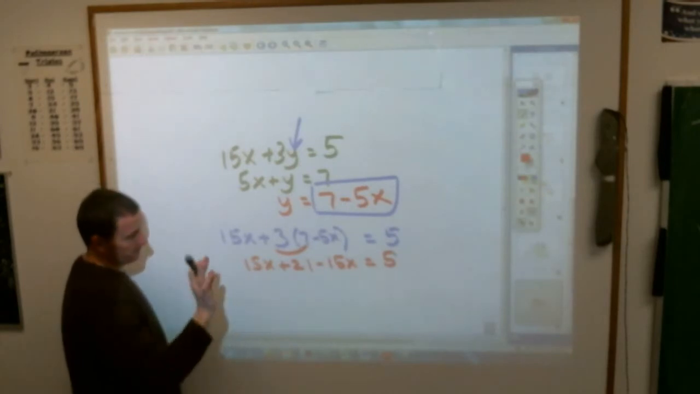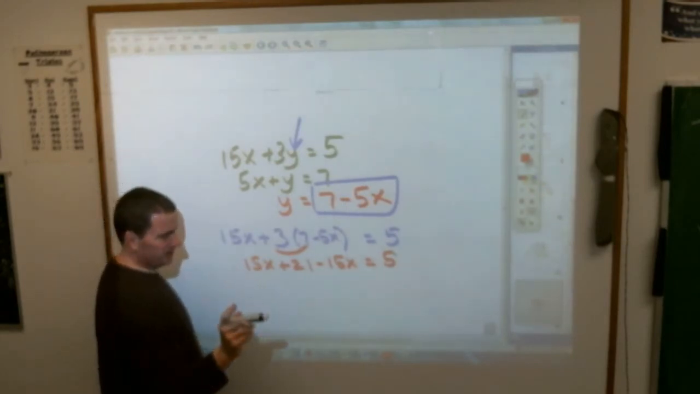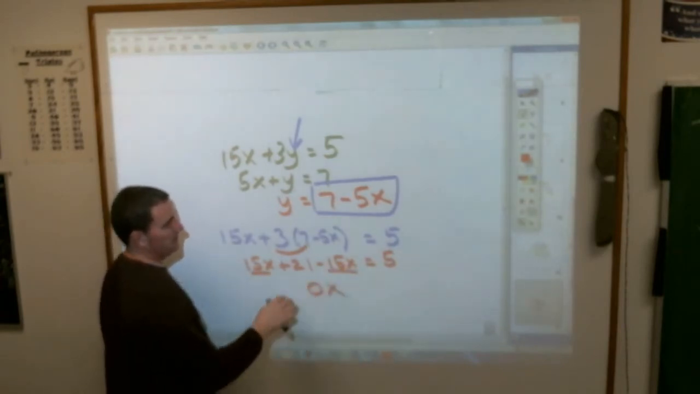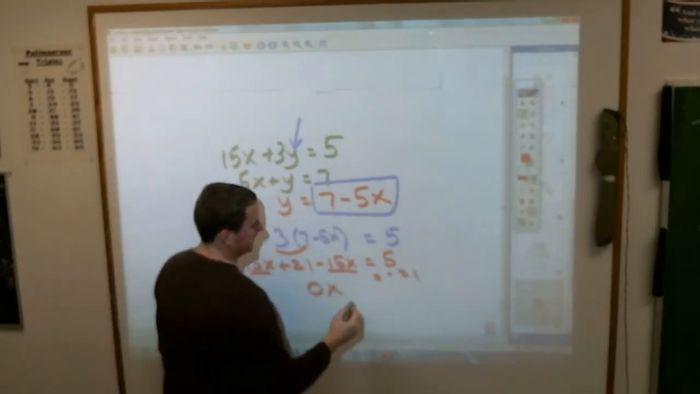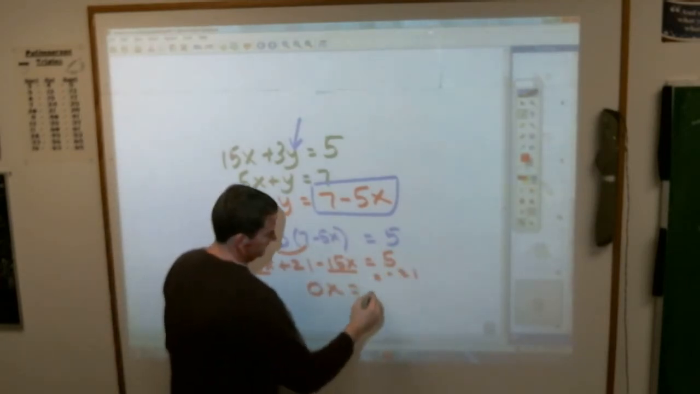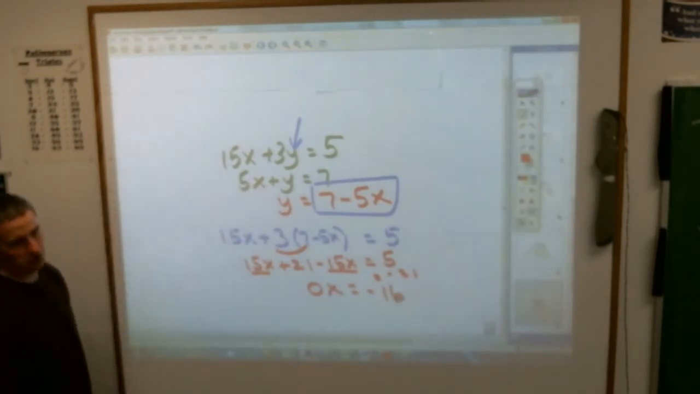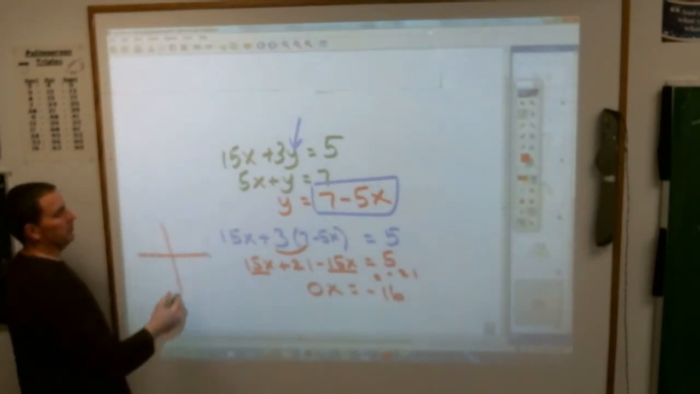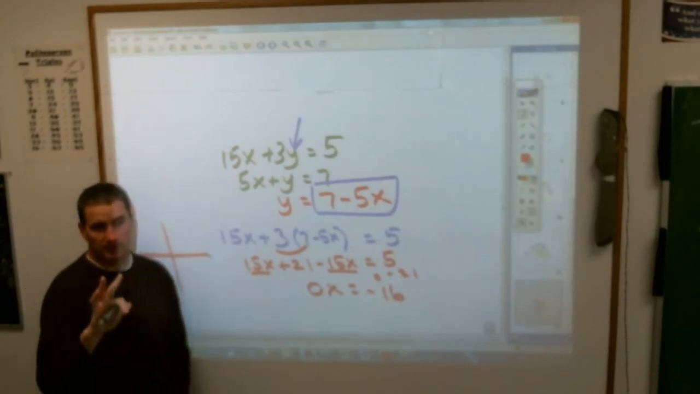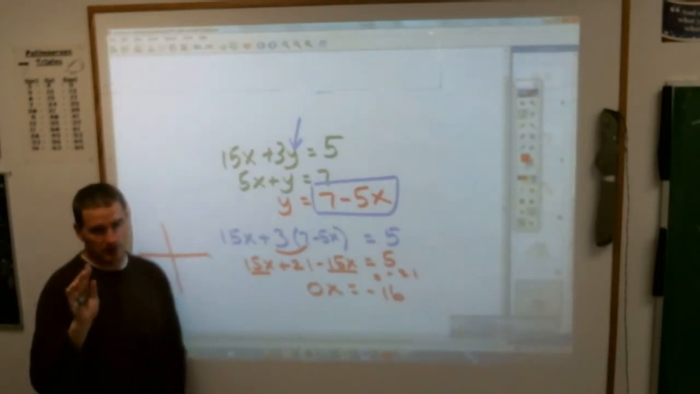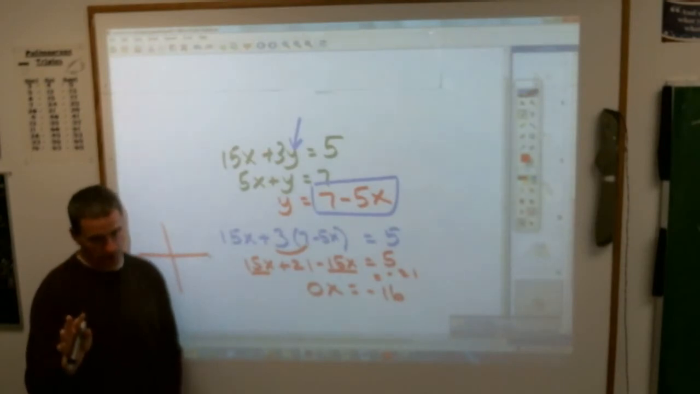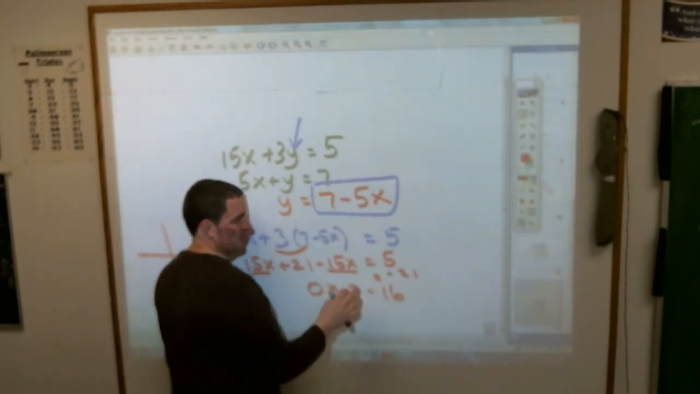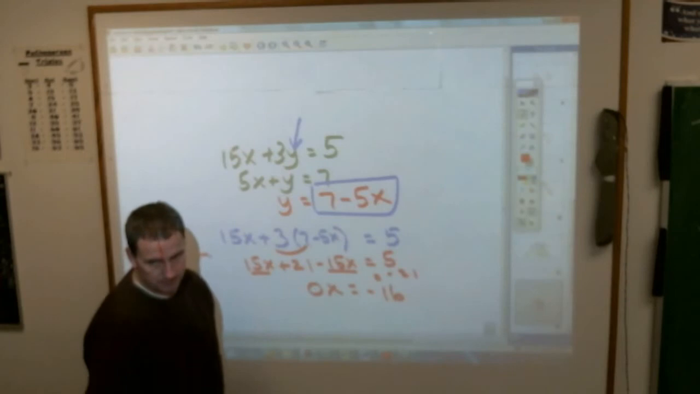Wait, we're not done. This is a valuable lesson for all of you. 15x minus 15x is 0x. Subtract 21, you get a negative 16. Now, if you remember, children, when you do linear equations, you have three options. Either there's one solution, infinite solutions, or no solutions. If you end up with 0x equals some number, 0 times what number gives you negative 16?